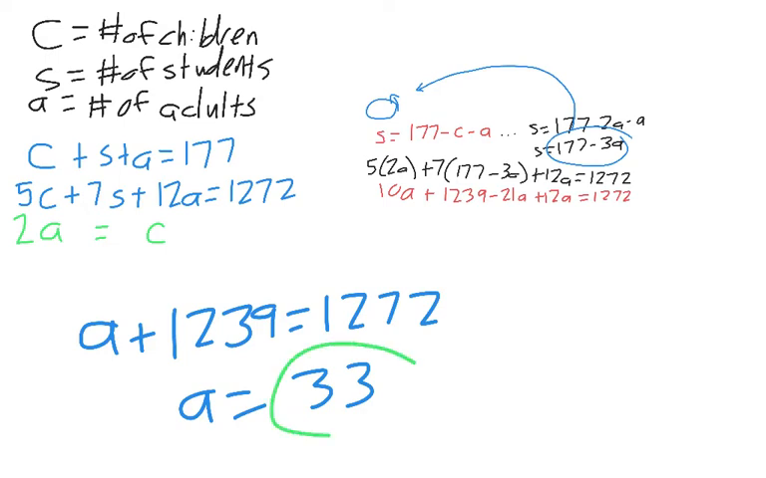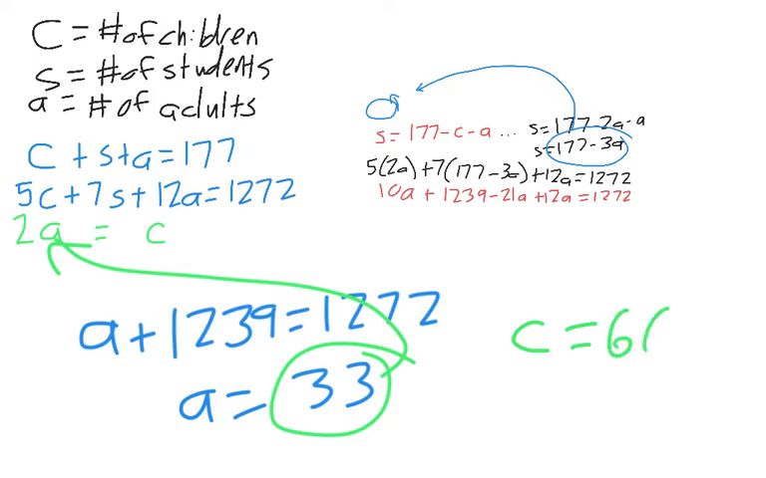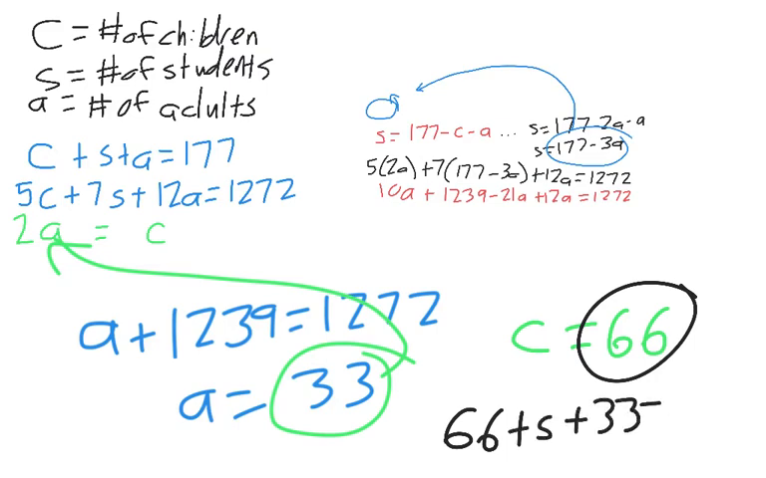So I know A is 33. Take this, plug it in for A. That means C is 66. And now I know 33 and 66. Plug them both into the top equation. So 66 plus S plus 33 equals 177. So you should get 99. So that would be 78 for S.